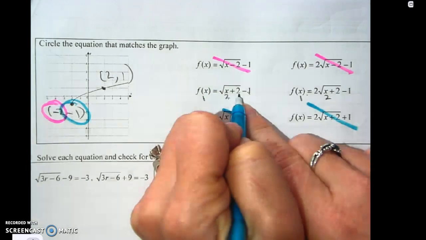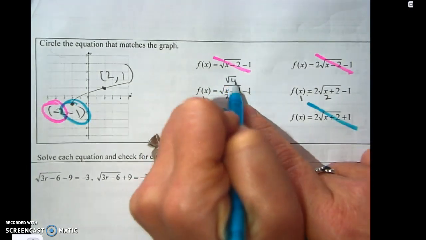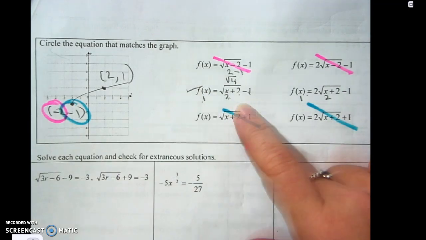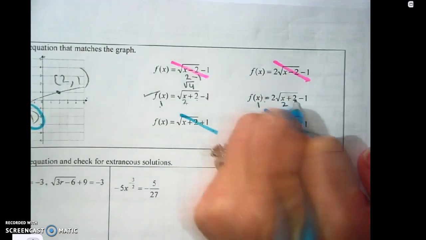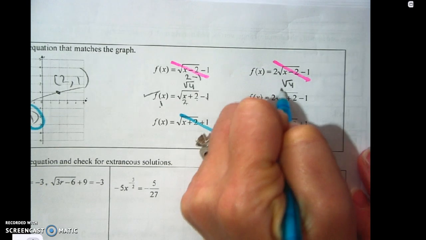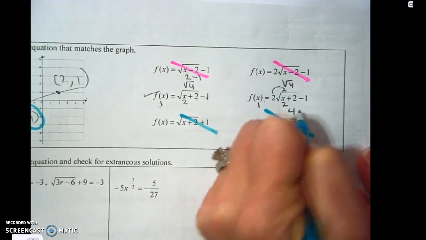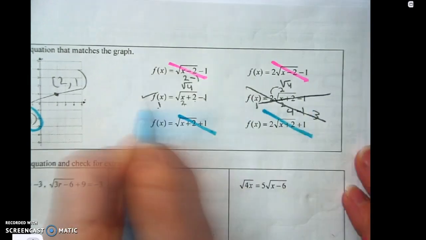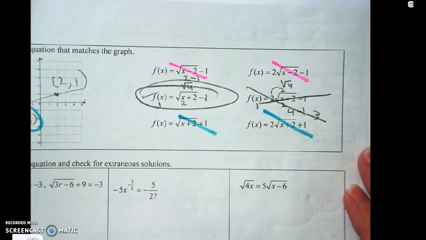2 + 2 is 4. The square root of 4 is 2 minus 1 is 1. So that could work. 2 + 2 is 4. The square root of 4 is 2 times 2 is 4 minus 1 is 3. Uh-oh, but that's a 1. So that is not the right answer, and that is the equation.